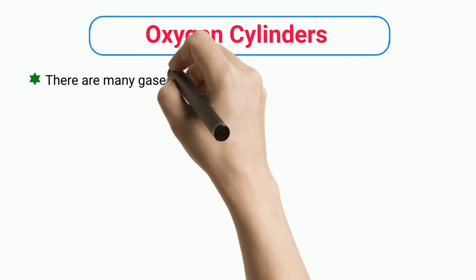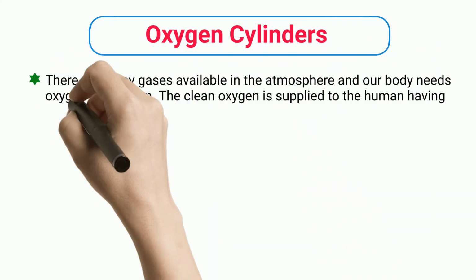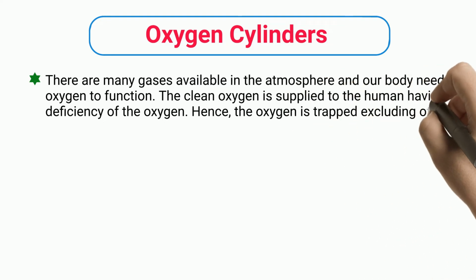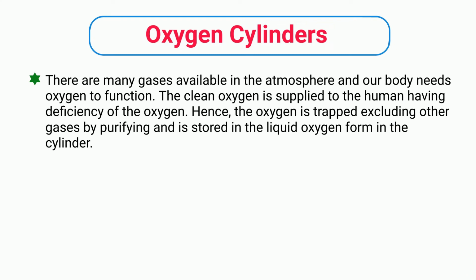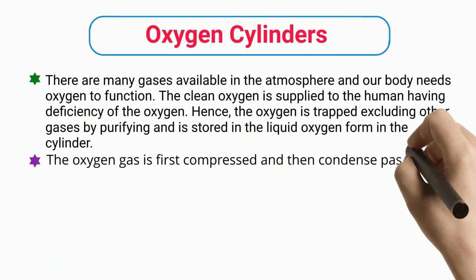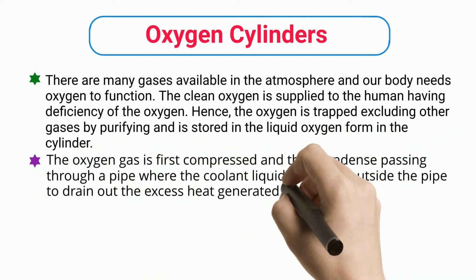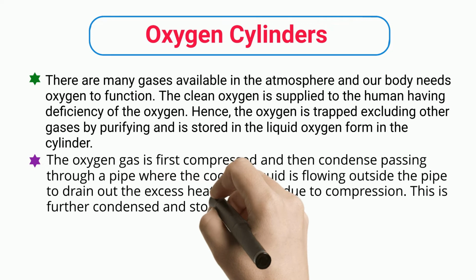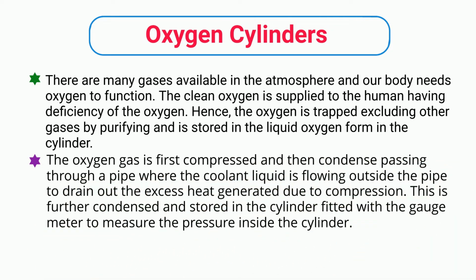Oxygen cylinders. There are many gases available in the atmosphere and our body needs oxygen to function. Clean oxygen is supplied to humans having a deficiency of oxygen. Hence, the oxygen is trapped, excluding other gases, by purifying and is stored in liquid oxygen form in the cylinder. The oxygen gas is first compressed and then condensed, passing through a pipe where coolant liquid is flowing outside the pipe to drain out the excess heat generated due to compression. This is further condensed and stored in the cylinder fitted with a gauge meter to measure the pressure inside the cylinder.